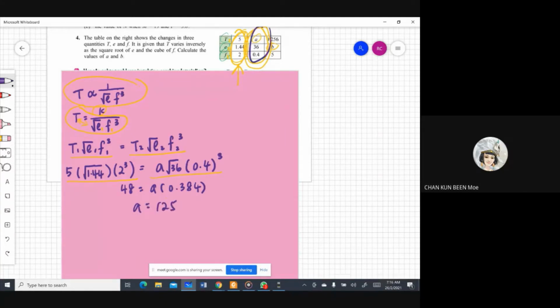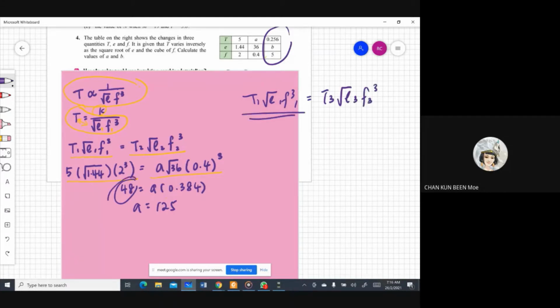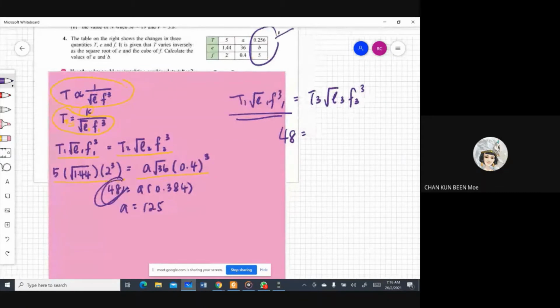Okay, so we solved the first one already. Then for the second one, we are going to do it the same way. You just refer back to the table here. Meaning that for the 48, you already got it right just now, right? Which is T1 times square root of E1 times F1 cubed equal to T3 times square root of E3 times F3 cubed. So this part, you already got the answer, which is 48. Just replace it directly. And then the T3, you follow whatever is given here, which is 0.256 times square root of E3 is B. And then you replace the F with 5 cubed.